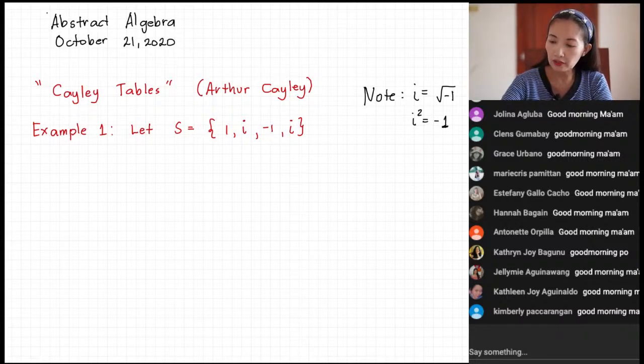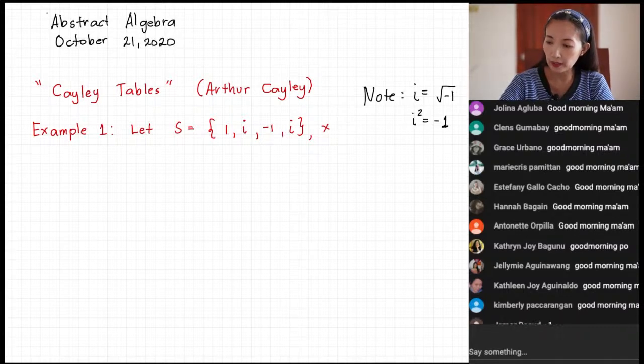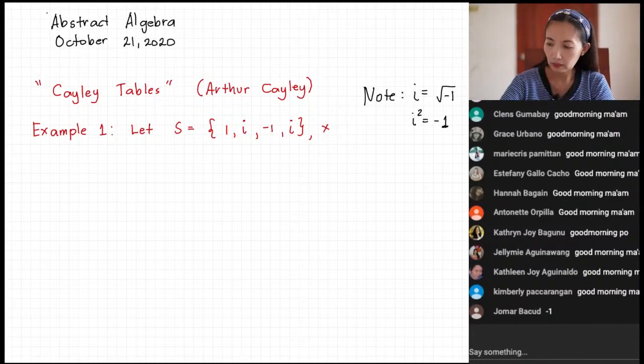And the operation defined on set S, let the operation be multiplication. Let's prepare a table for set S under the operation multiplication. So there are how many elements of set S? There are 4 elements. Let's prepare the Cayley table for set S.